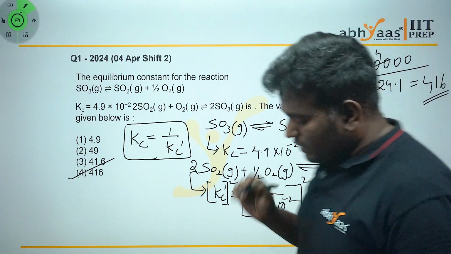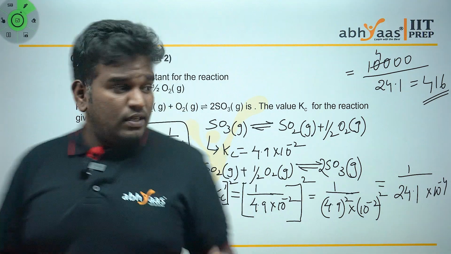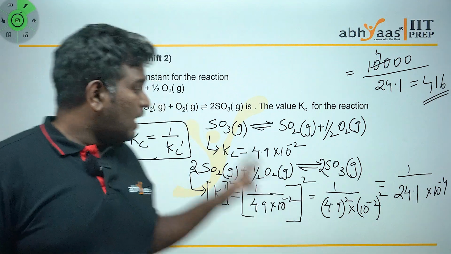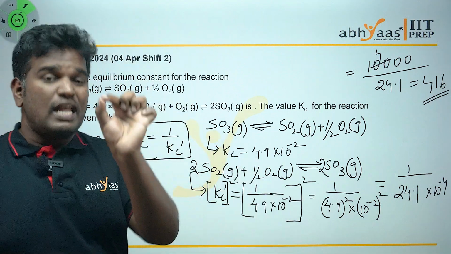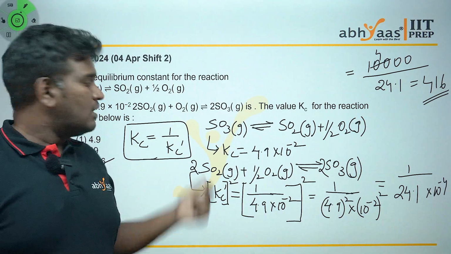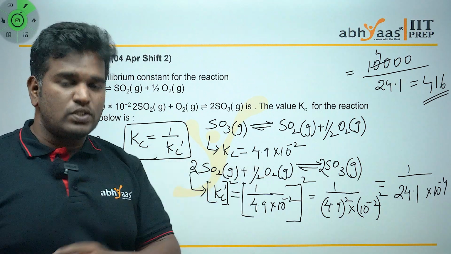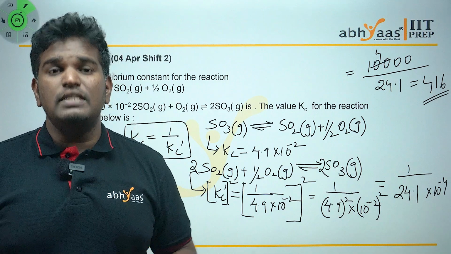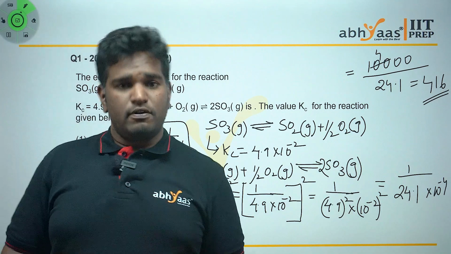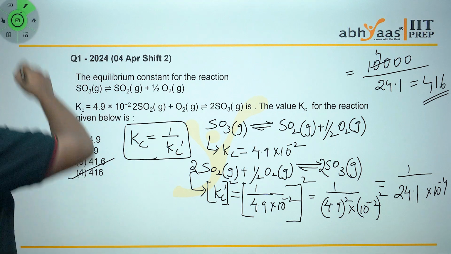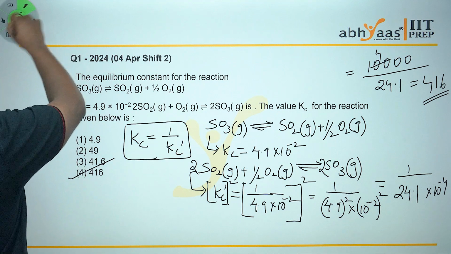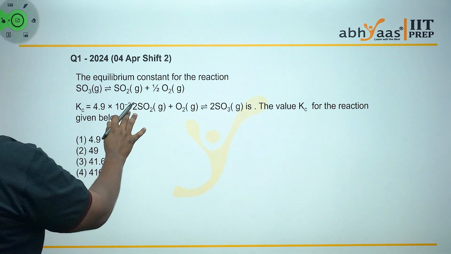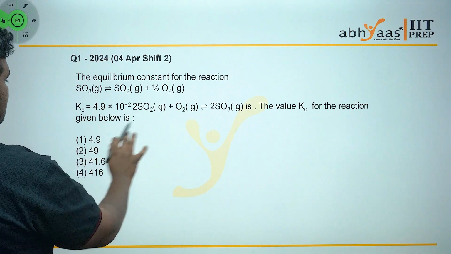Fine. So this is actually an easy question. Just understand the slight difference given in your question. It is not exactly the backward reaction. It is actually the backward reaction with the stoichiometric coefficient doubled. So be careful about that. Right. Now we will move to the next question.